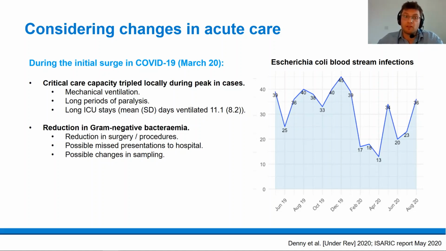But there was also a concern about whether part of this could have been due to mispresentations to hospital. So were people self-isolating at home with fevers, feeling unwell, thinking that they had coronavirus, when actually they had a gram-negative bacteraemia, for example. And so a number of complex factors to take into consideration again when we think about what we're observing in acute care during this period in time within our hospitals.